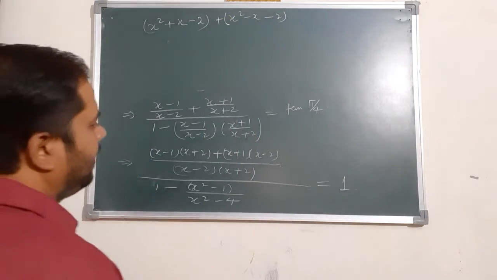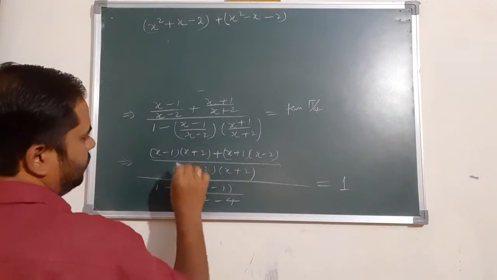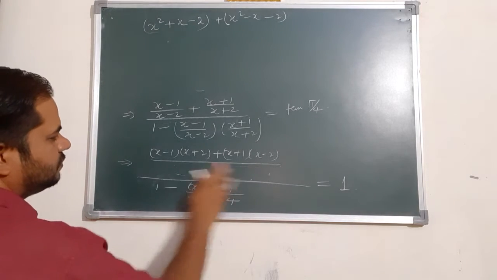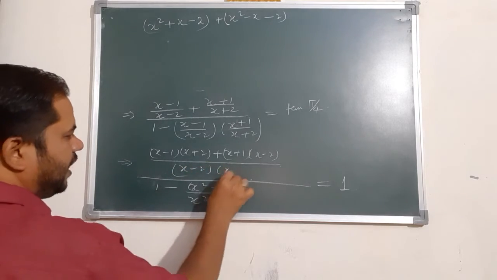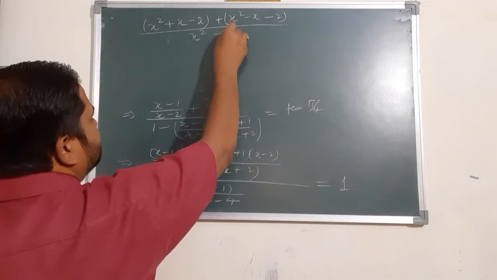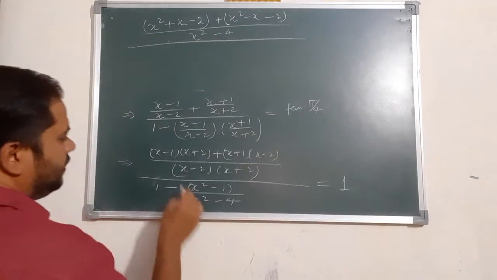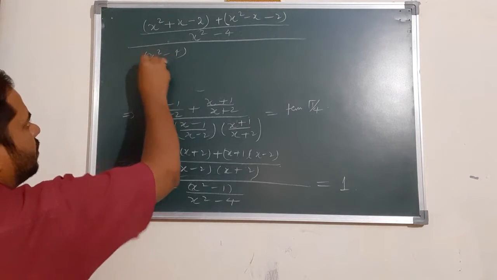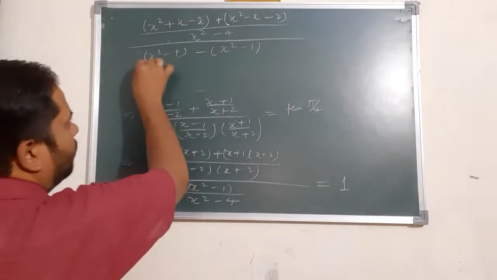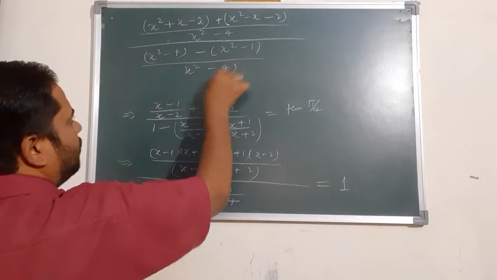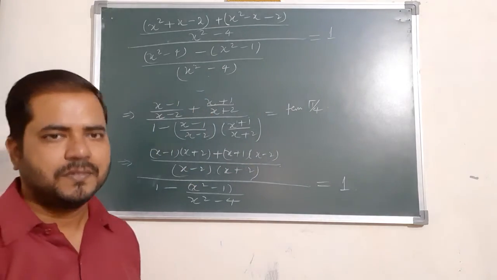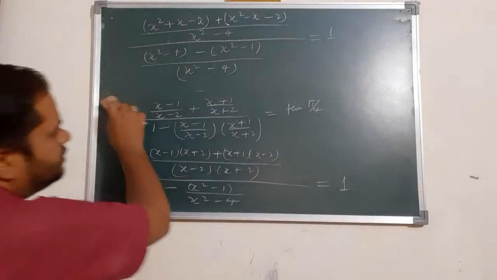Okay, and then this whole is cancelled out actually. But first you calculate it and then cancel. Divided by x square minus 4, and the whole divided by x square minus 4 minus (x square minus 1), the whole divided by x square minus 4, and this is equal to 1. Okay, so next step I am going to erase it.